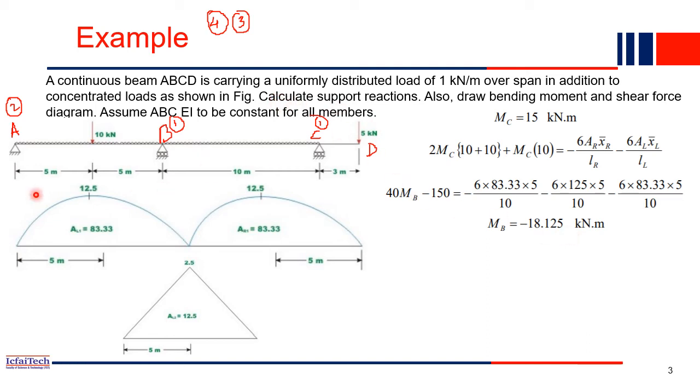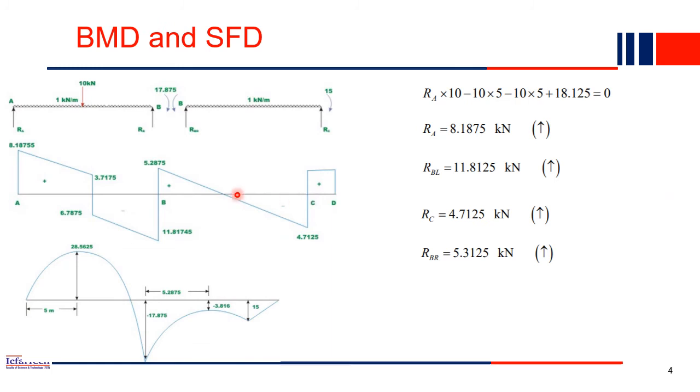Calculate the support reactions. We have to find the support reactions RA, RB, that is vertical RB, RC, and then the shear force and bending moment. Everything we have to draw. We already calculated MB, the moment at this support, as minus 18.125. So now we'll find the other parameters.